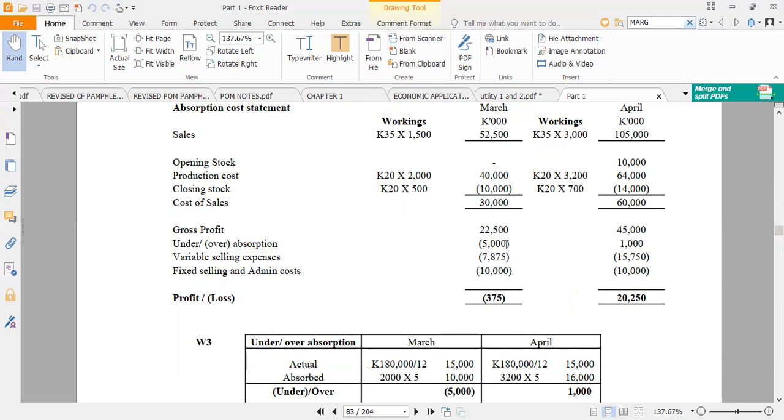The budgeted units was 3,000. Then we only produced 2,000. So there was an under absorption of 1,000. And then we subtract here.